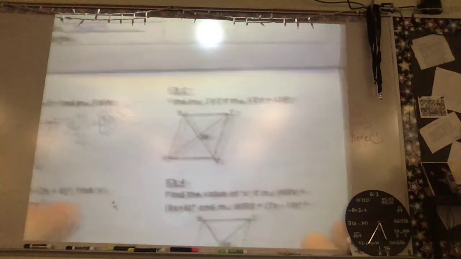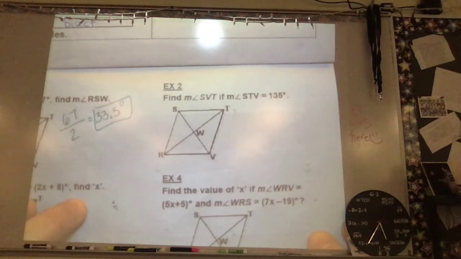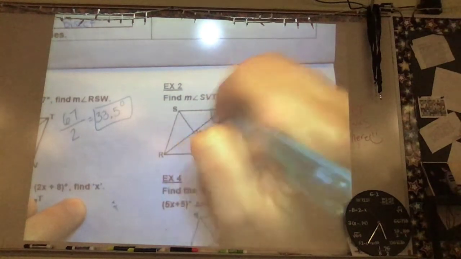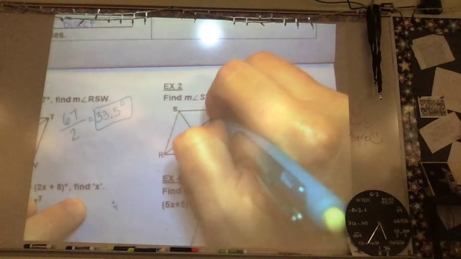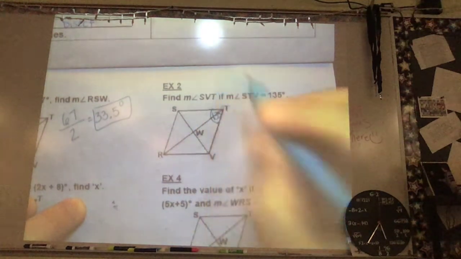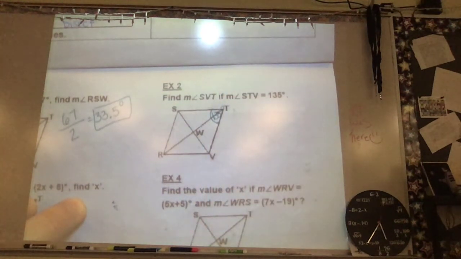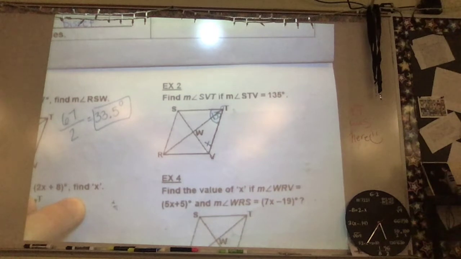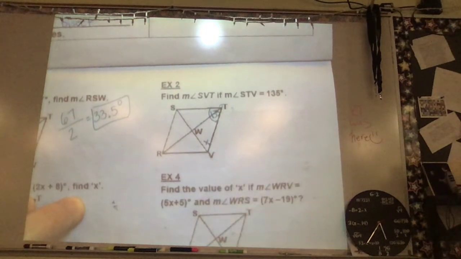Okay, example 2 here, find angle SVT if angle STV is 135. Okay, so if all of this is 135 degrees, and we know that consecutive angles are supplementary, what do we want to do there? We want this one right here. We don't want this whole thing down here.